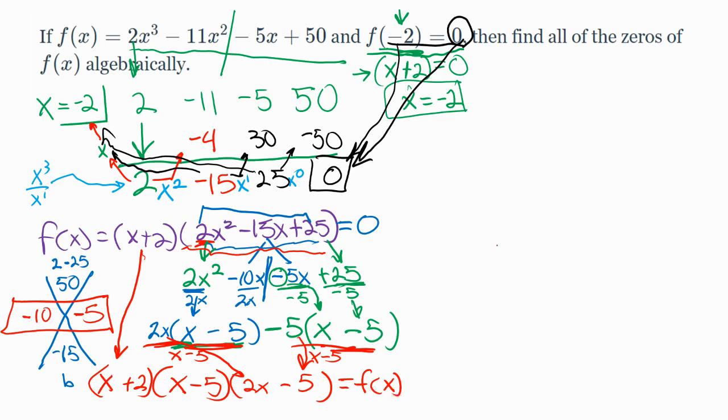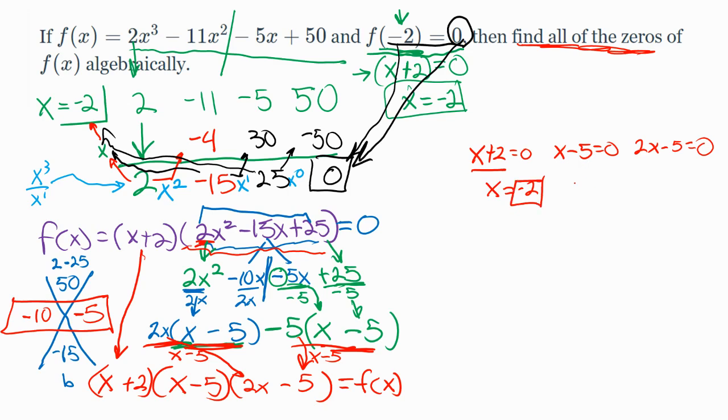Now, all that work allows me to do what I set out to do from the beginning, which is to find all the zeros. So I have x plus 2. I'm supposed to set that equal to 0. I have x minus 5. Set that equal to 0, and set 2x minus 5 equal to 0. So each one of my factors set equal to 0 and solve. I already had this x plus 2 result. It was x equals negative 2. That was one that was given to me.